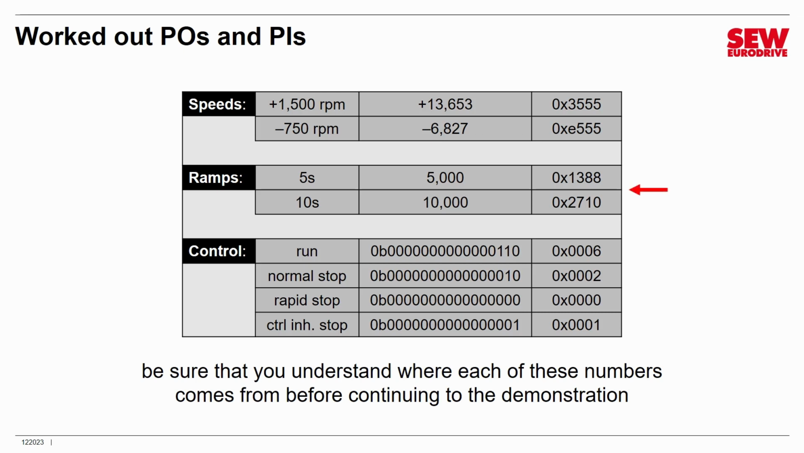My ramps were easy, 5 seconds and 10 seconds. That's 5,000 milliseconds and 10,000 milliseconds. I converted to hexadecimal and I got 1388 and 2710. So those are my ramps.